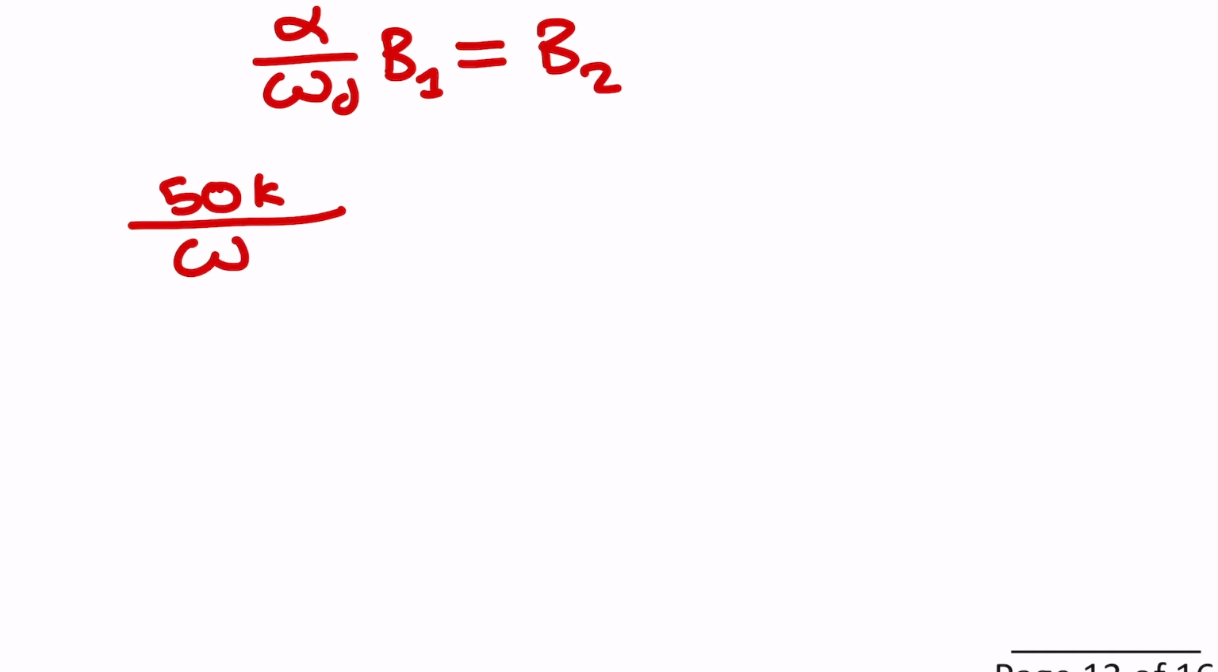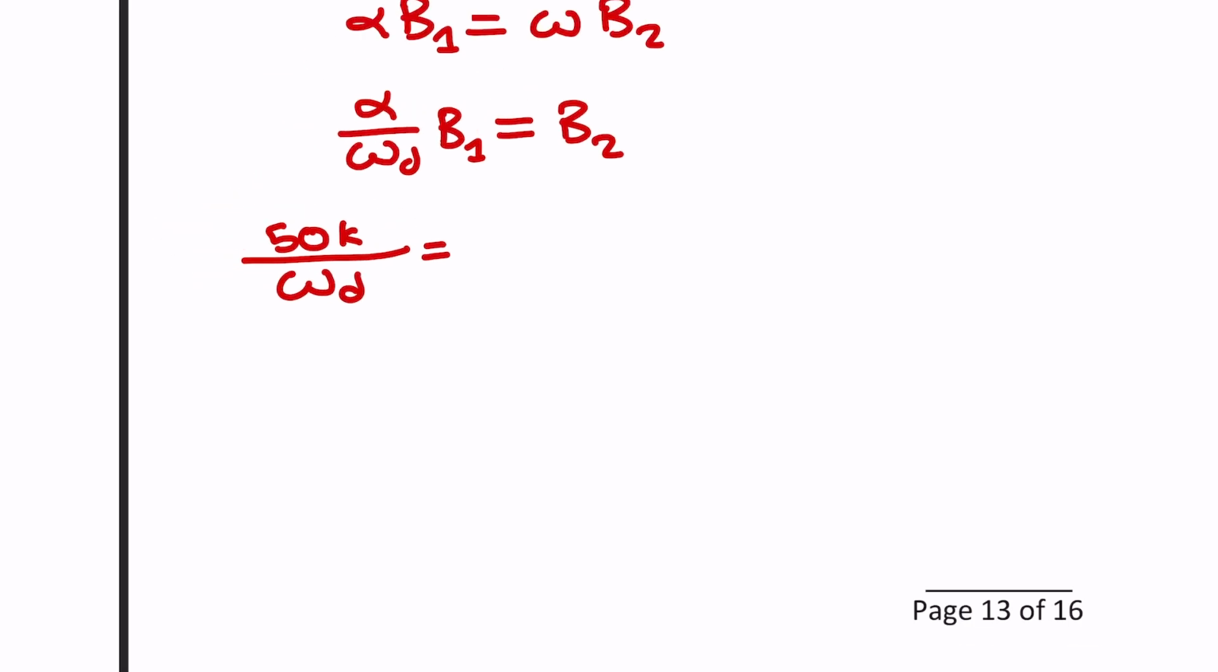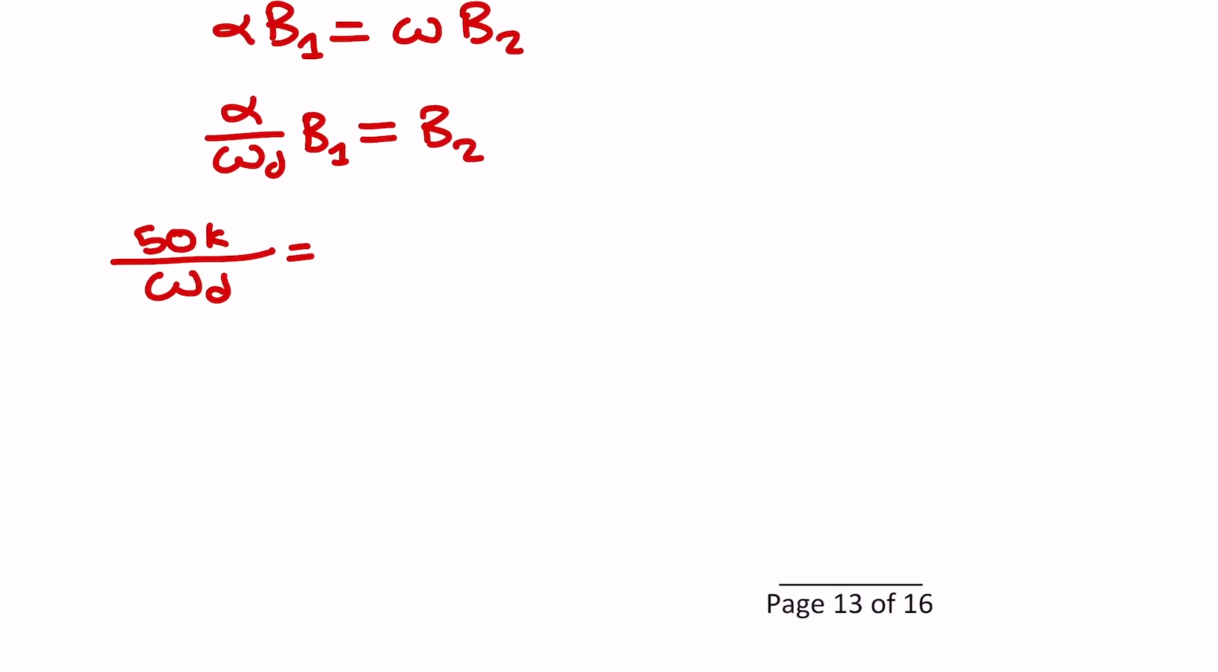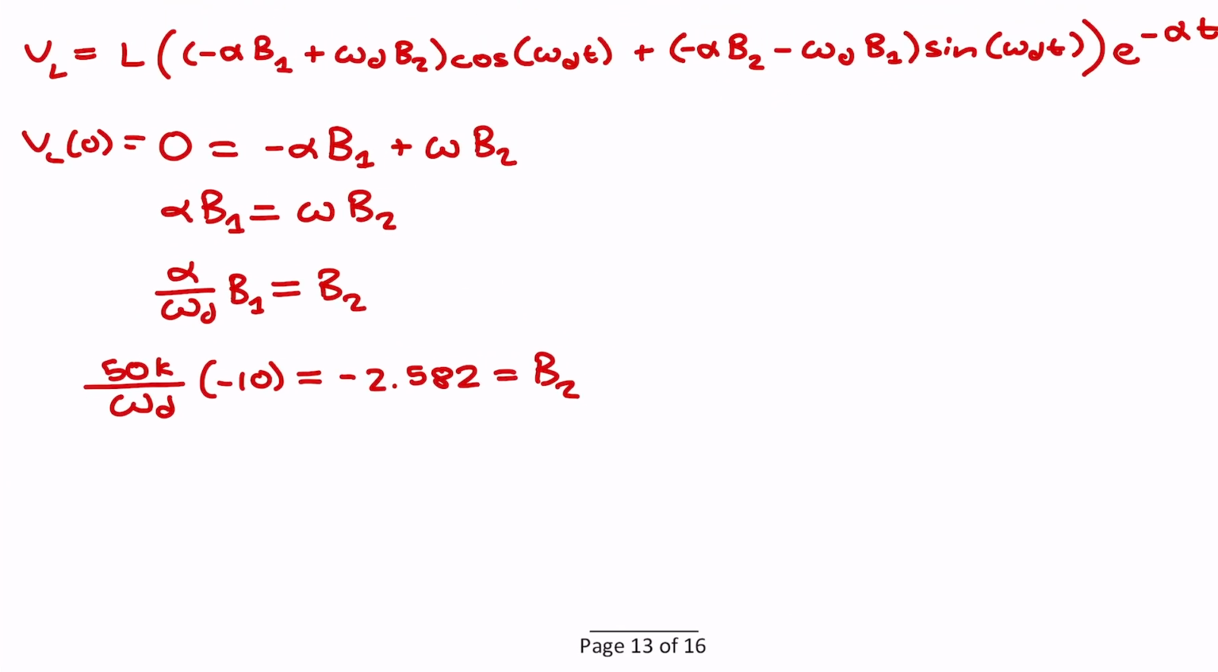You can sub it in on a calculator, right? I'm just going to give you the answer. It's pretty straightforward. These two times negative 10, that's our B1, is equal to what? Negative 2.582. I rounded it off, but this is our B2. Cool. So now we have our B1, we have our B2.